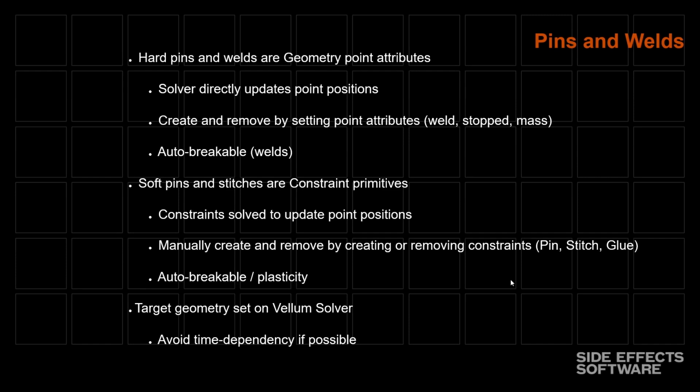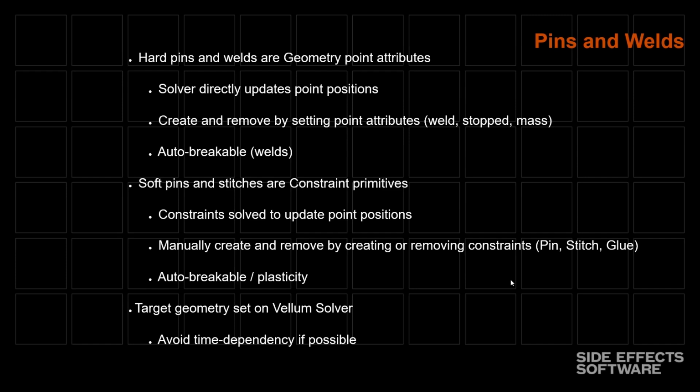The other way of doing pinning and stitching geometry together is with constraint primitives. In this case, you'll have constraints that are solved, and that updates the point position. So these constraints are solved alongside all of the other constraints for things like cloth or hair. There will also be pin constraints or stitch constraints or glue constraints. And you have to manually create or remove those constraint primitives if you want to update your setup. Those types of constraints are all auto-breakable, and they also can have plasticity. So you could have something like a stitch that stretches over time based on force.